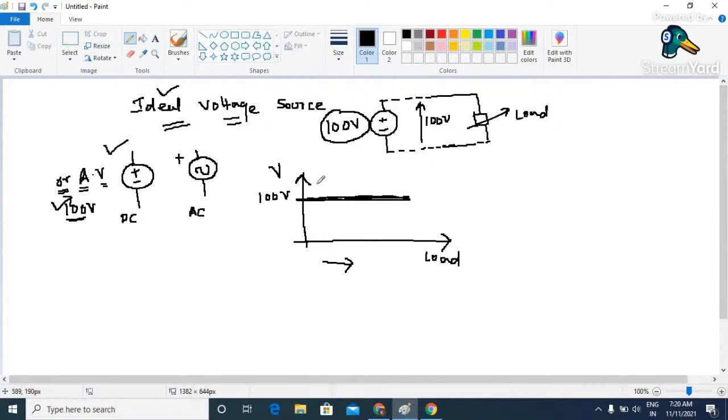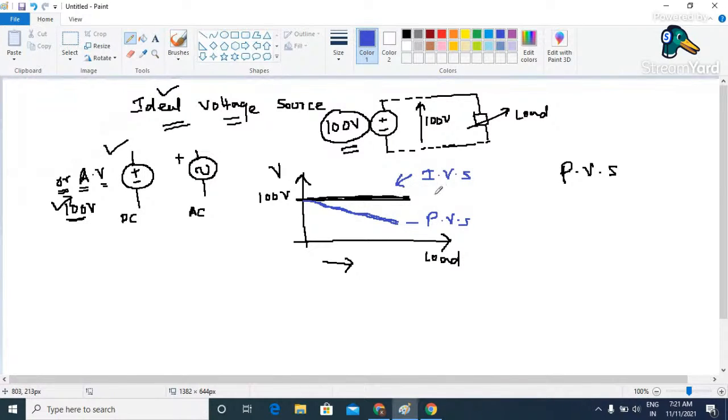But practically this is not the case. Now what is a practical voltage source? A practical voltage source is a type of voltage source in which the magnitude of the voltage is going to reduce as we increase the value of load. So the graph for a practical voltage source is something like this. Initially, when we have not connected any load, the magnitude is exactly equal to 100, and the moment we increase the value of load, the terminal voltage is going to be reduced like this. This is very important. So this is the variation of voltage with respect to load for a practical voltage source, and this is for an ideal voltage source. This is very important.